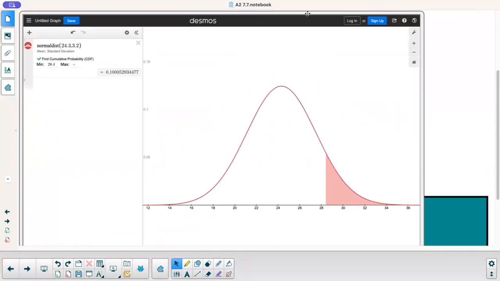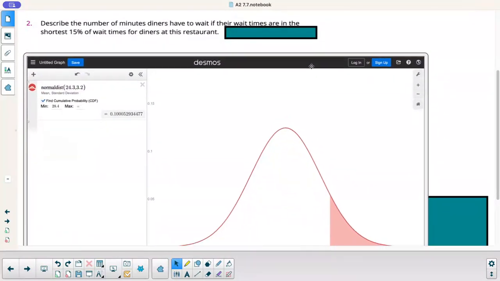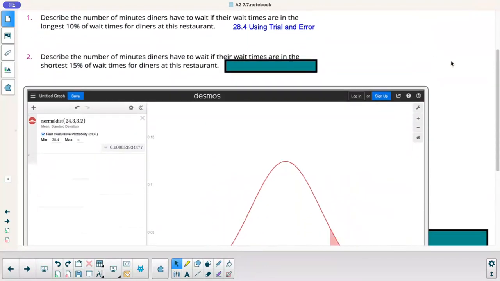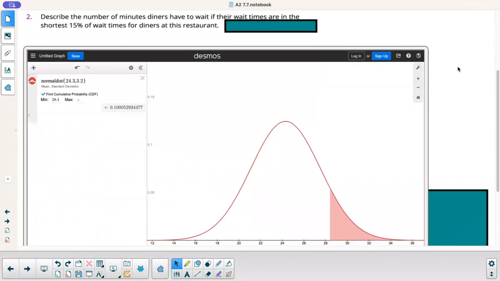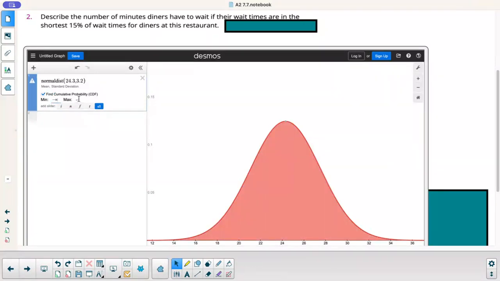All right. Then we go down to number 2. Describe number of minutes diners have to wait if their wait times are in the shortest 15% of wait times. So we want over here where it's 15% of the graph. So we're going to go, you can do negative infinity or you can do 0 in this case.